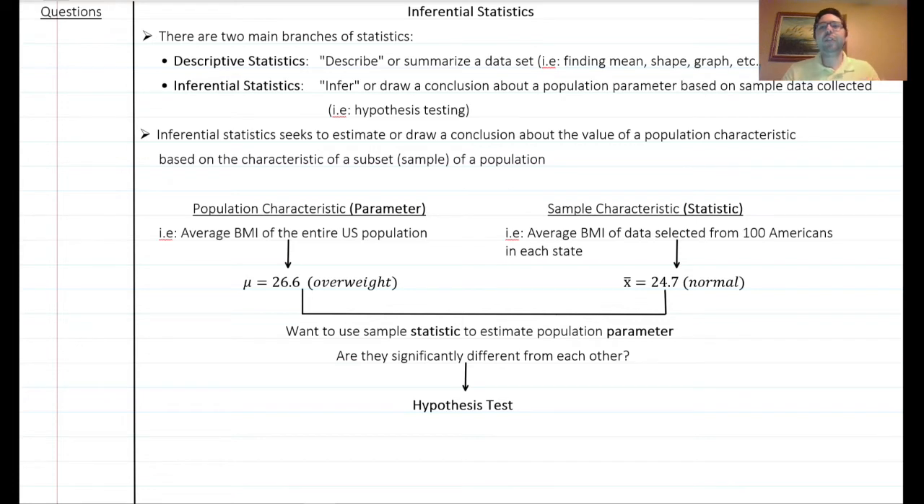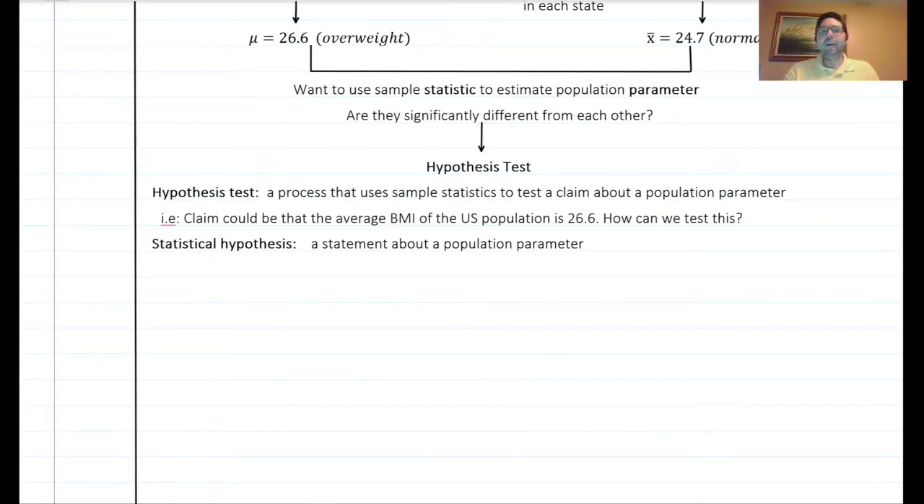So you can use it to answer a lot of questions, such as BMI in this case. A hypothesis test is a process that uses sample statistics to test a claim about a population parameter. So the purpose of it is to take a sample statistic and use it to test a claim about a parameter. The claim, for example, was that the average BMI of the US was 26.6. How can we test this? Well, we need to take samples and then perform a hypothesis test.